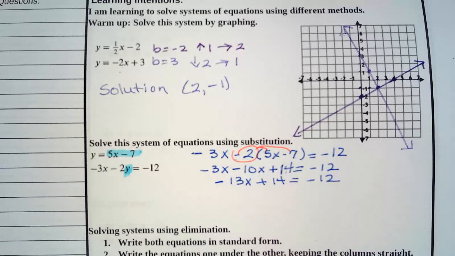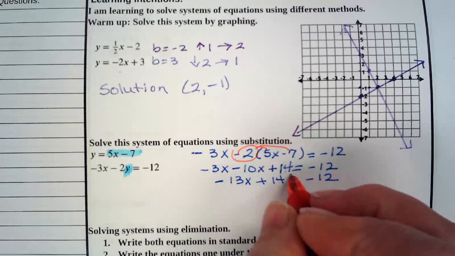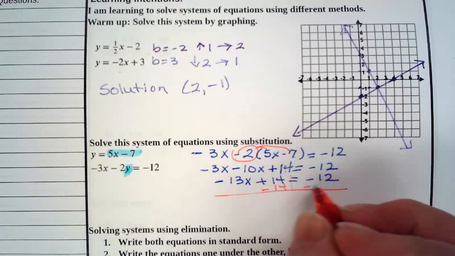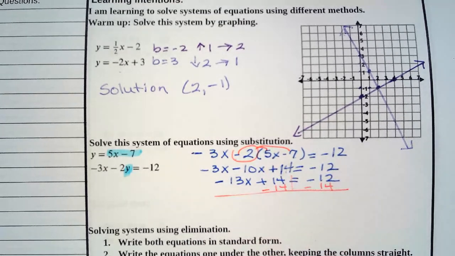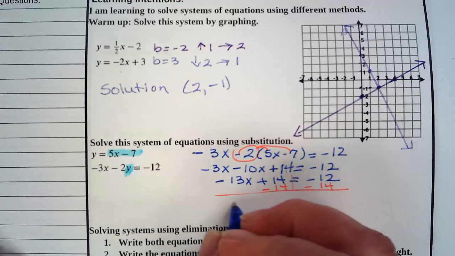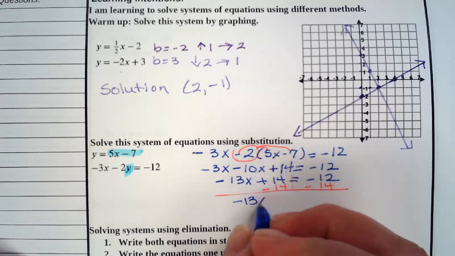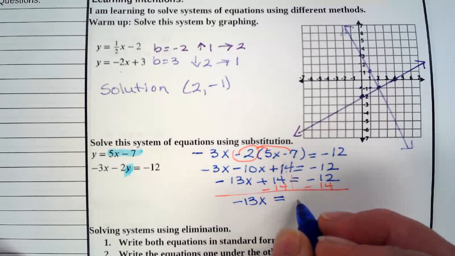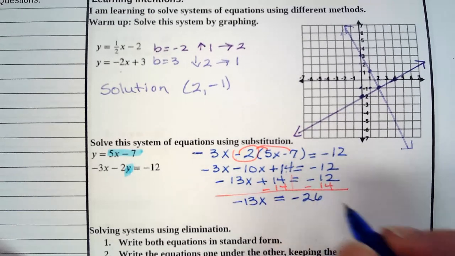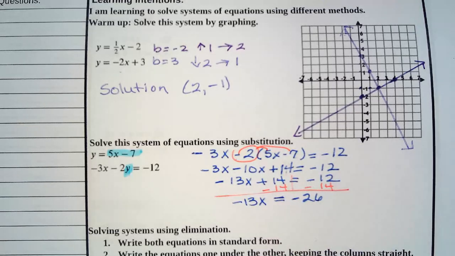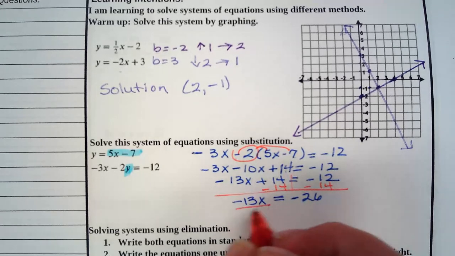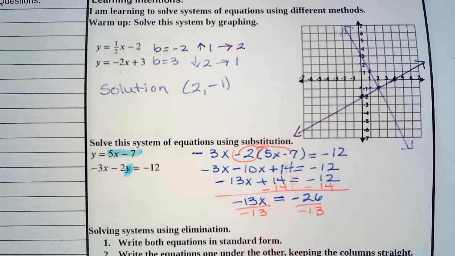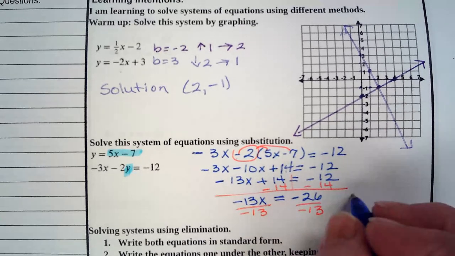Now I can solve. Step 1 is to subtract 14 from both sides. -13x is equal to -12 plus -14, which is -26. Divide both sides by -13. And x is equal to 2.